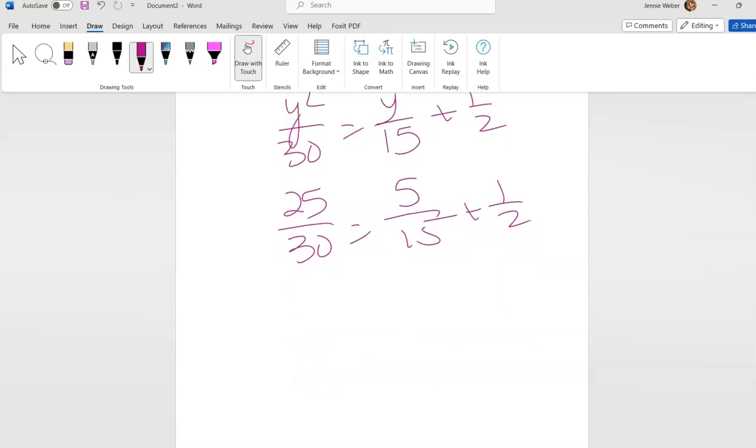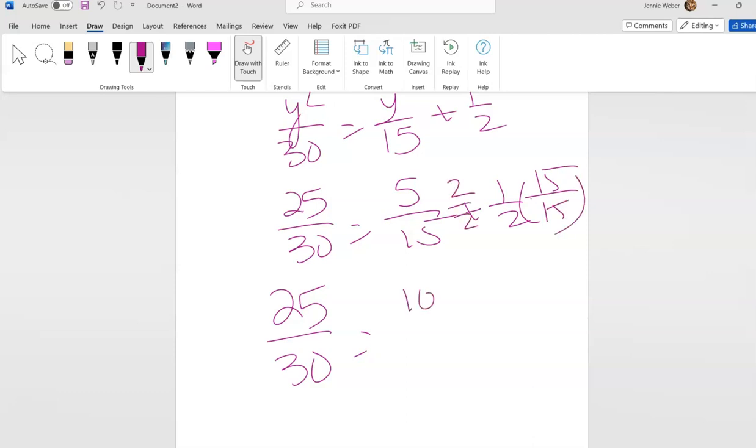So let's see here. I am going to divide both of these. I want them to match up. So this over here, I'm going to just leave this as this because to get a common denominator over here, I'm going to have to make these into 30. So this is 15 over 15, and this is 2 over 2. So this is 10 30ths plus 15 30ths, which is 25 30ths.